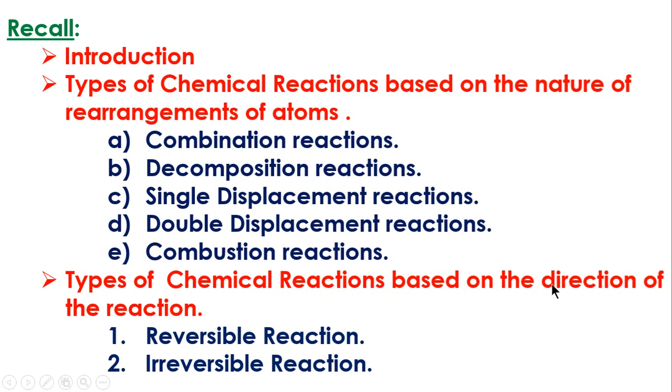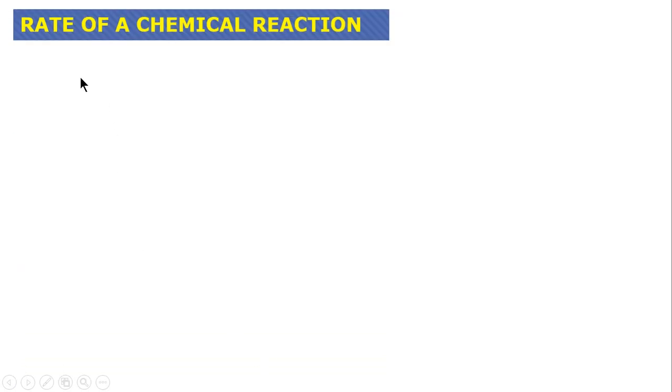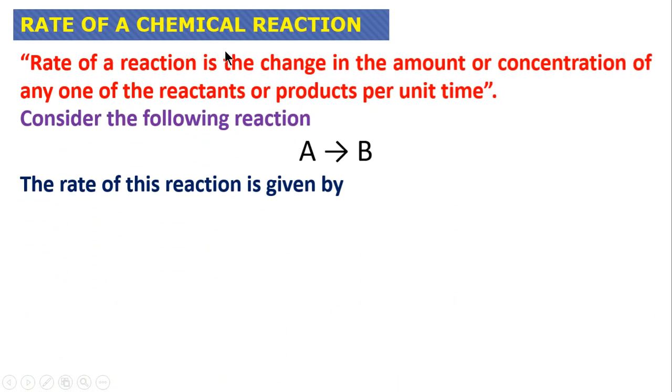Types of chemical reactions based on the direction of the reaction, it is classified into reversible reaction and irreversible reaction. Now, we are going to see the next topic, rate of a chemical reaction. Let us consider the different chemical reactions. For example, rusting of iron, digestion of food, burning of wood. So different chemical reactions take place at different rates or speeds.